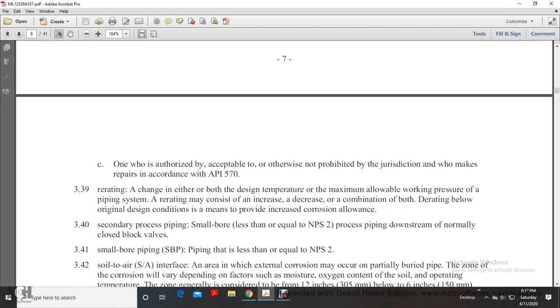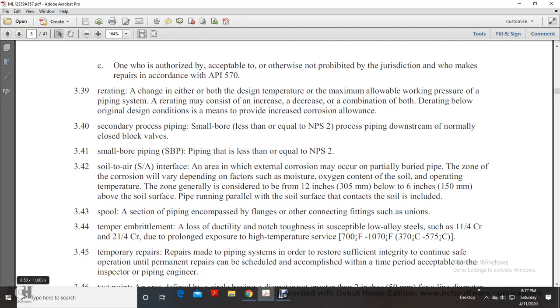Secondary process piping, small bore, less than or equal to NPS 2. Process piping downstream of a normally closed block valve. Small bore piping, or SBP, is piping that is less than or equal to NPS 2.